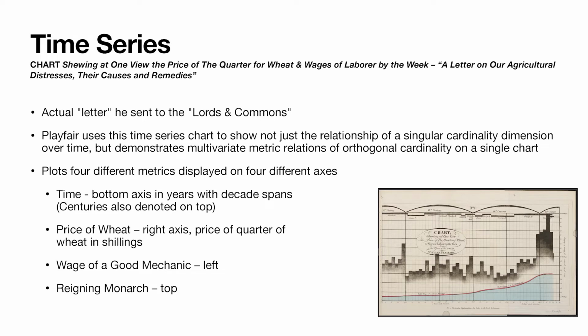He also created a really better time series chart, one that actually uses a lot of this multivariate data. As I said, he was this troublemaking economist, and he actually sent this book to the Lords and Commons with this particular chart in. He uses this time series chart here to not just show the relationship of a single cardinality dimension over time, but demonstrates multivariate metric relations of orthogonal character of cardinality on one single chart. What do we mean by that? He's got 4 different metrics plotted on 4 different axes on this chart.